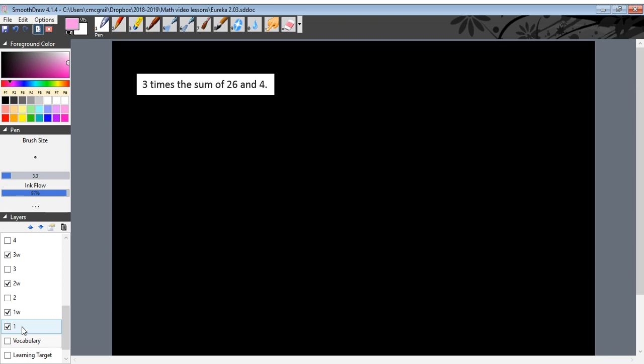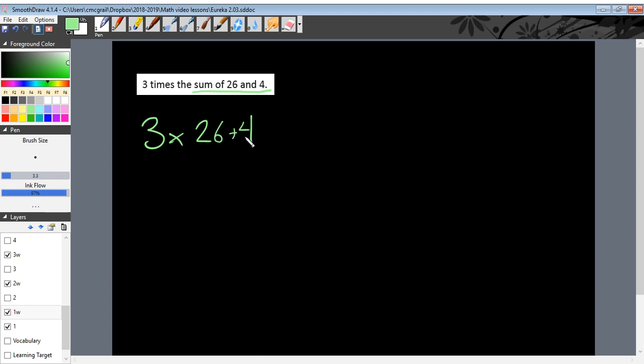So the first thing that I notice is that it's saying 3 times. So I know that no matter what the rest of it says, it's going to start with 3 times. So I'm going to go ahead and write 3 times. And it's saying 3 times the sum of 26 and 4. So the thing that we're multiplying 3 times is going to be this, the sum of 26 and 4. And I remember that the sum is the answer to an addition problem. So I'm going to write 26 plus 4.